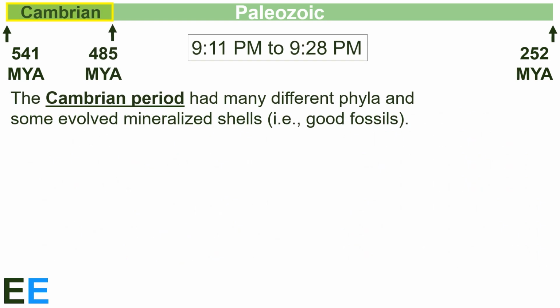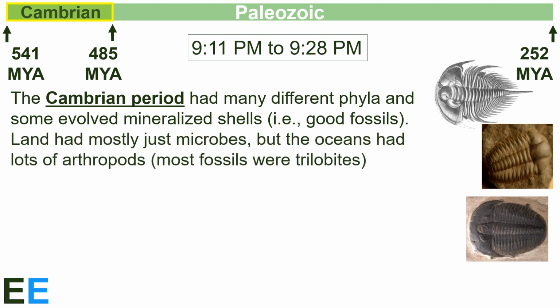The Cambrian period had many different phyla, and some evolved mineralized shells, which meant that they left better fossils than the soft Ediacaran organisms. The land had mostly just microbes though. Essentially, a microbial mat covered the livable parts of land. The oceans were where the bigger living things were, including lots of arthropods. Most fossils were trilobites like the ones shown here. These were the dominant creatures in the seas for millions of years.